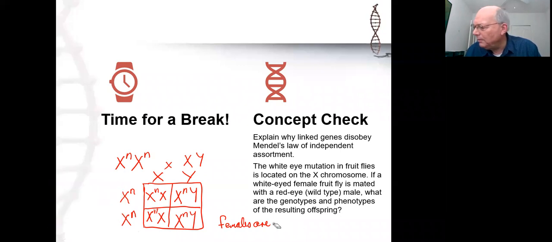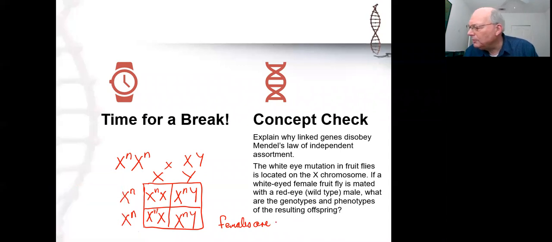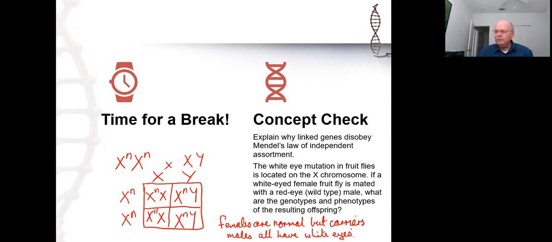Let me erase this for a minute. Put it this way. Females are normal, but carriers. Males all have white eyes. So the females would be normal, they'd have red eyes, but they're carriers. And the males would all have white eyes.